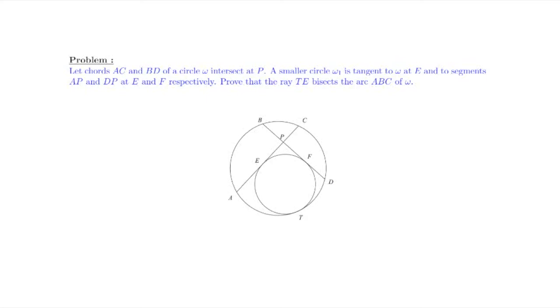So you can take a few moments to look at this picture. Here's the bigger circle, the smaller one, and we have these two tangents to the smaller circle, which are also chords of the bigger circle, and we have to prove that this arc ABC is bisected by this ray TE. So first of all, let us take a look at what construction we have to do for this problem.